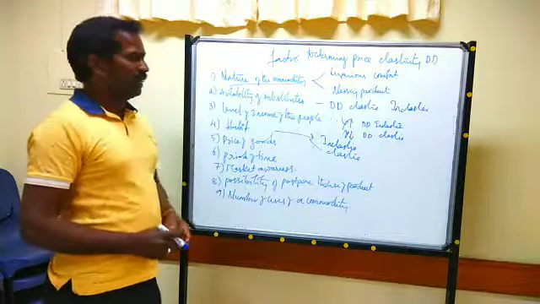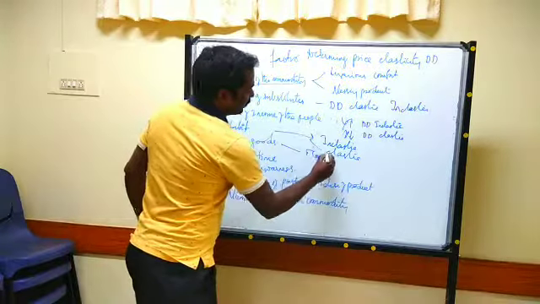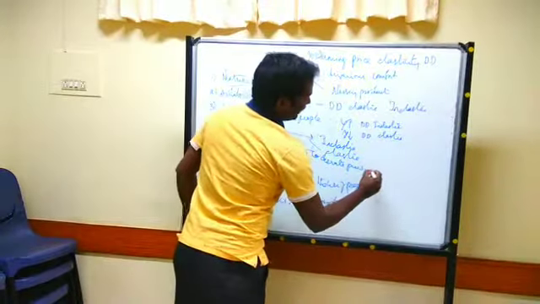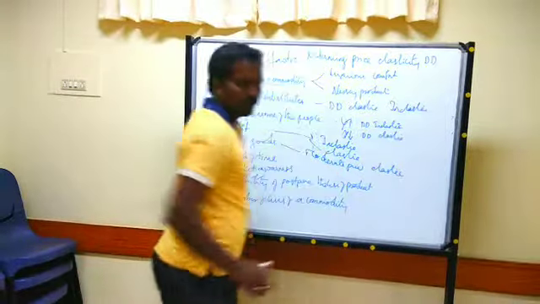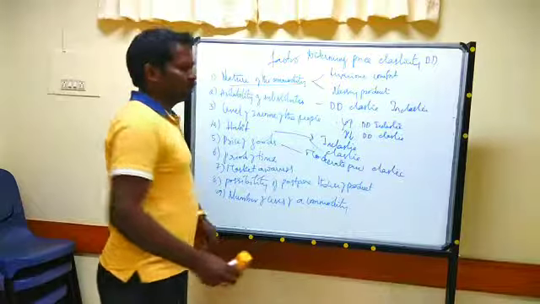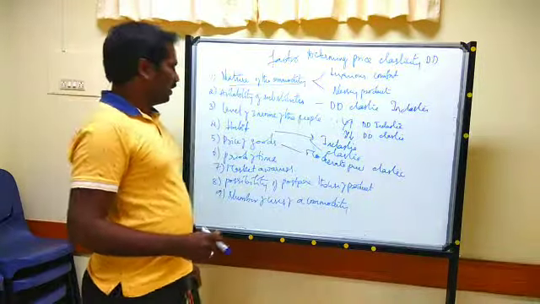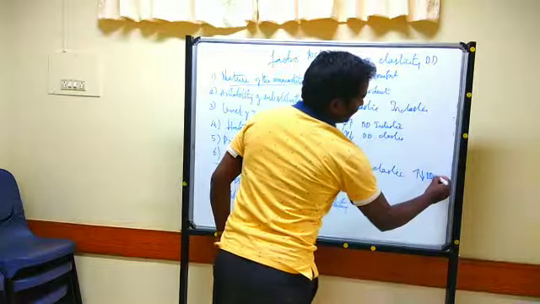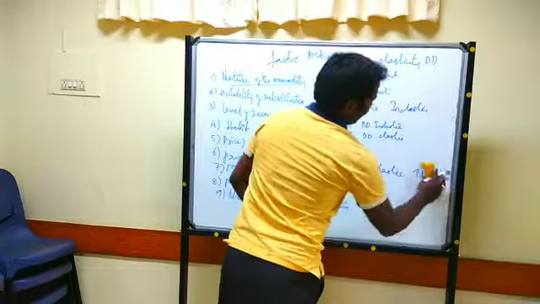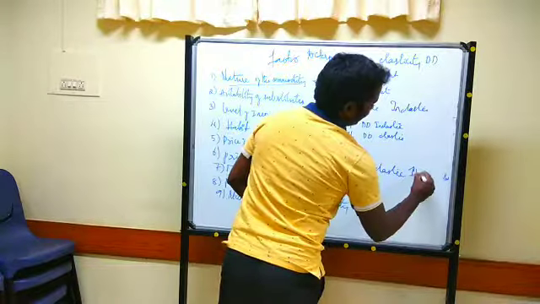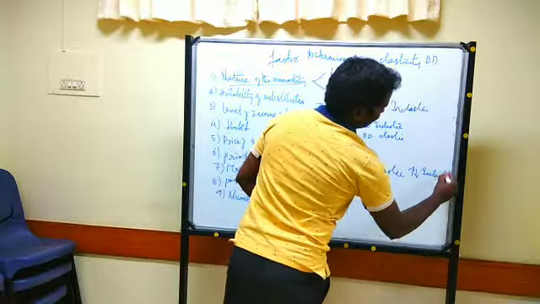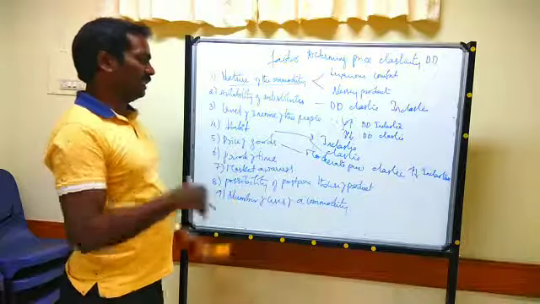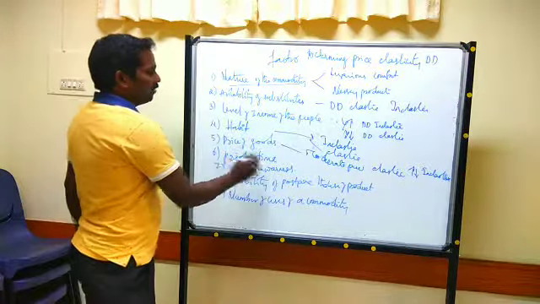Then price of the good. Generally, for a moderate price, demand is elastic. Moderate price means not very high, not very low. At that time the demand is elastic. If the price is very high or very low, demand is inelastic. The reason is that they will want to think about whether to buy or not. So it is inelastic.